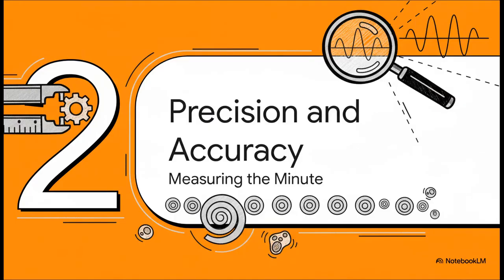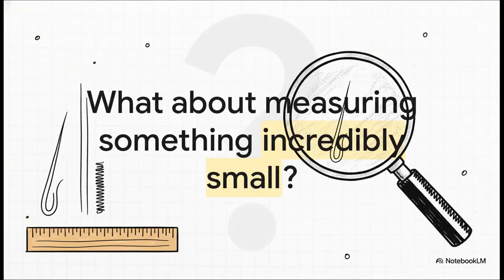All right, time to upgrade our toolbox, because sometimes a ruler just won't cut it. We need to be able to measure things that are incredibly tiny, and we need to do it with a much higher degree of precision. Just imagine trying to measure the thickness of a single strand of hair or a thin piece of wire with a normal ruler. It's impossible. The marks on the ruler are just way too far apart.